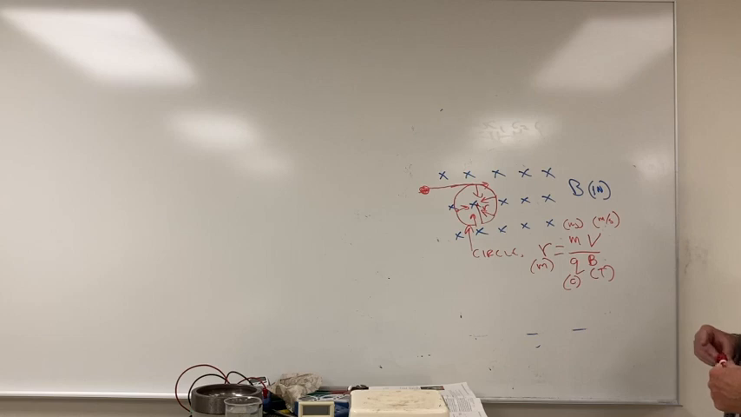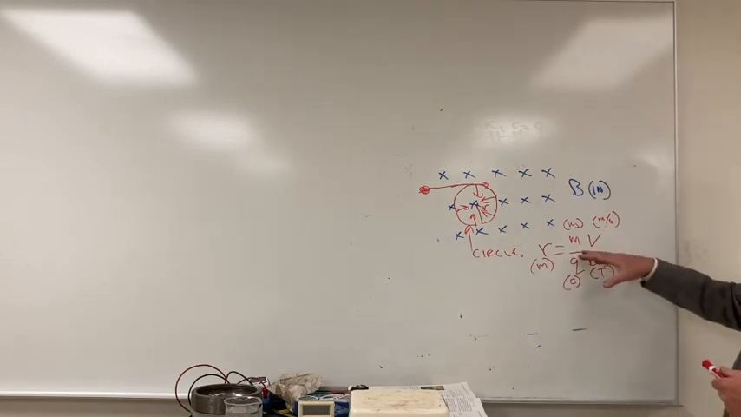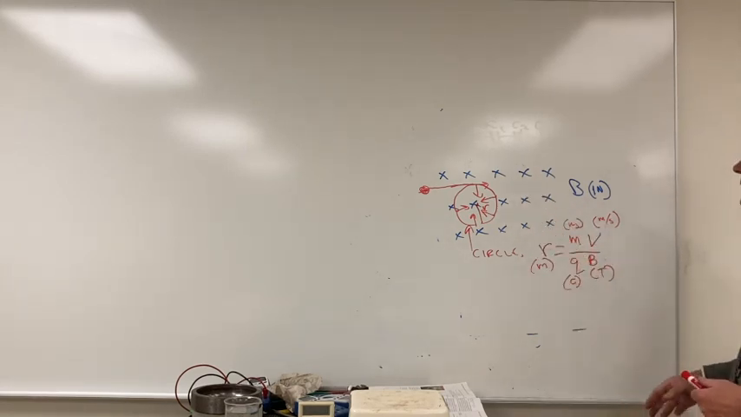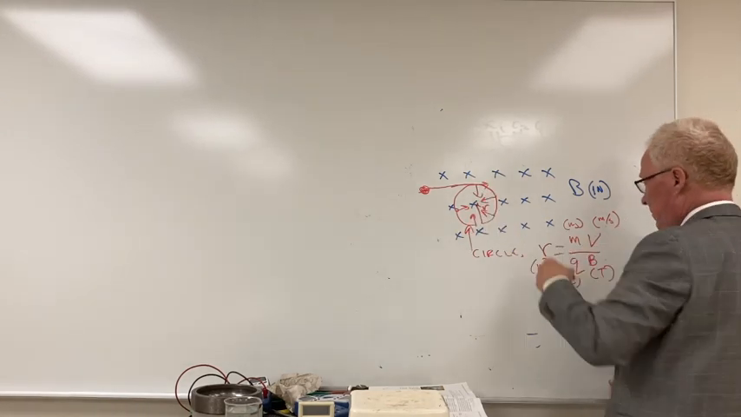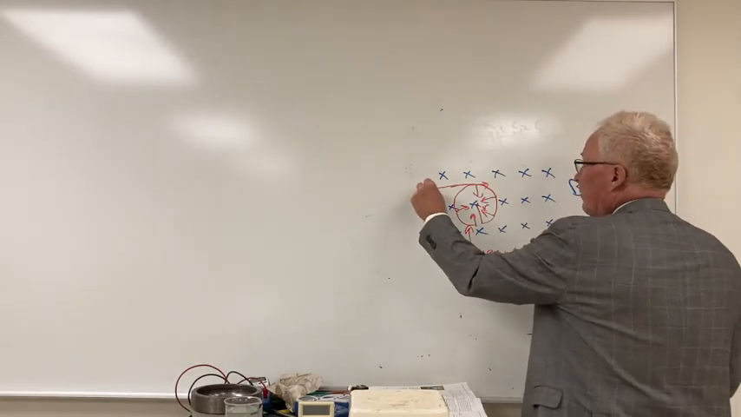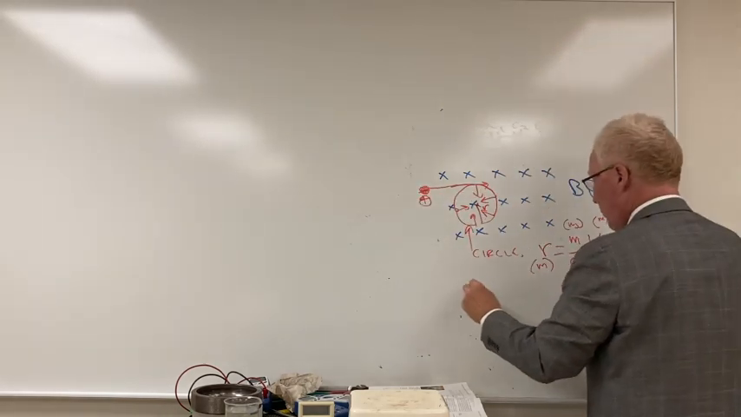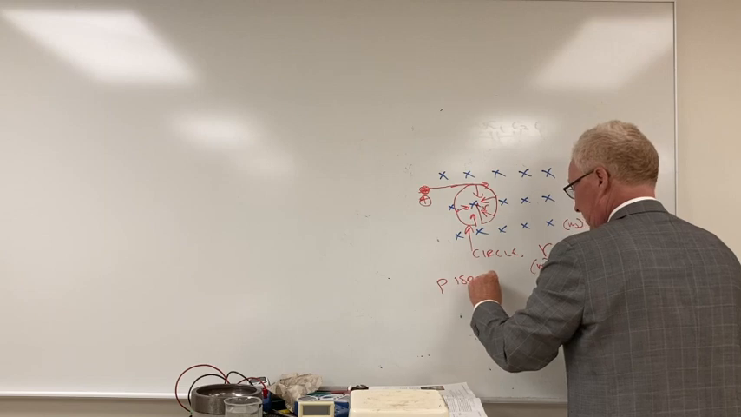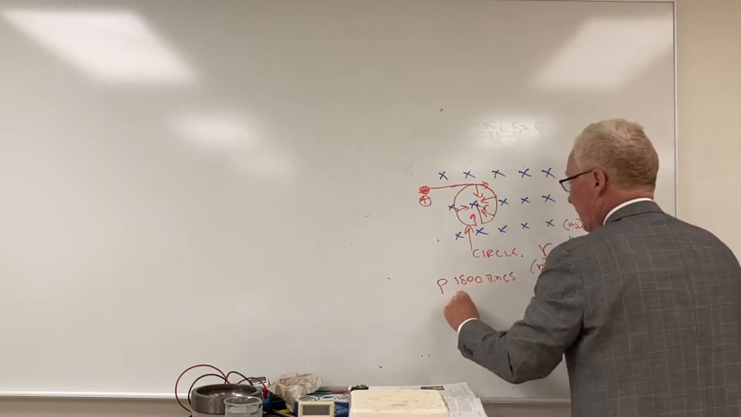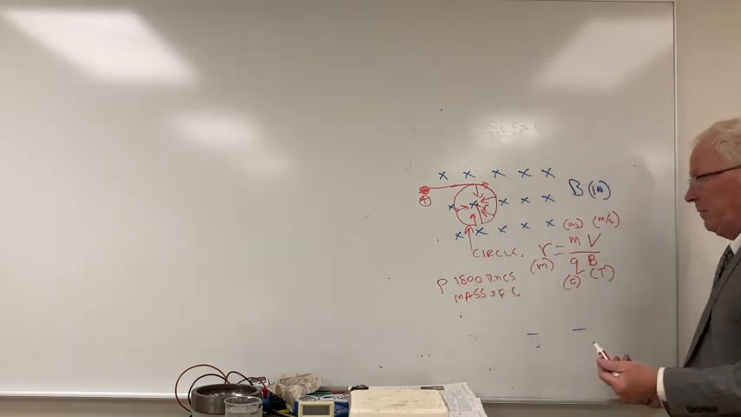Now notice there's a few things about this. First of all, the faster it's going, the bigger the radius of curvature. The larger the mass, the bigger the curvature. So if I have an electron, it's going to be a relatively slight circle. But if I instead have a proton, well, first of all, it'll be deflected the other way. Remember a proton is 1,800 times the mass of an electron. So it's extremely massive.